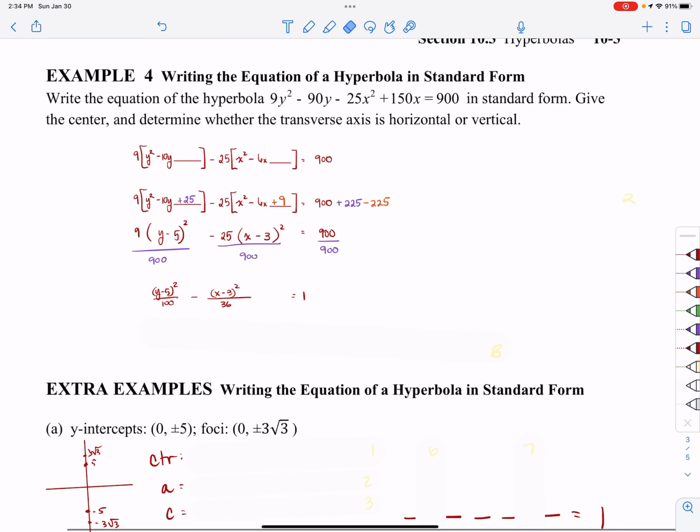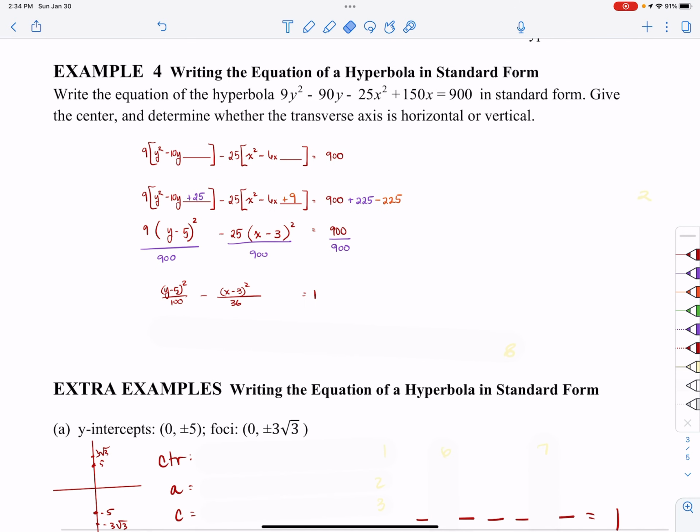Now, we were told to write the standard equation, so we got that much done. But then there were a couple more things that we were asked to do. We were asked not only to write the equation, we were also asked for the center, and we were asked to determine whether this was a horizontal or vertical transverse axis. So our center is going to occur at 3, 5, and then because my y's are in the positive fraction, this is going to be a vertical transverse axis.